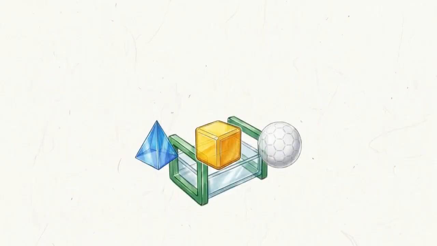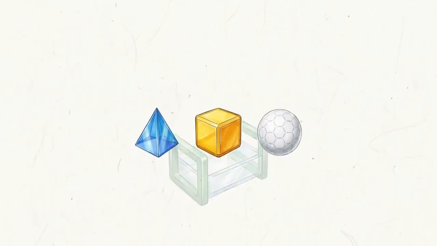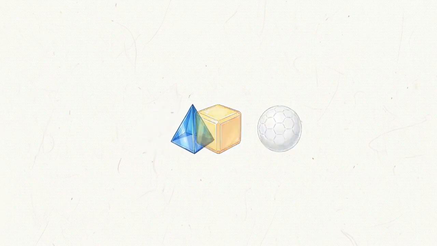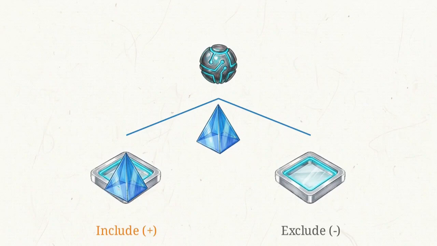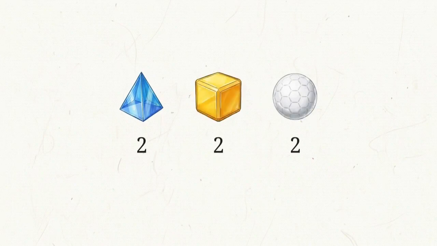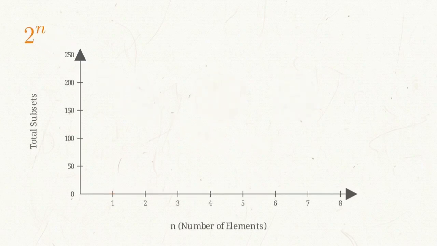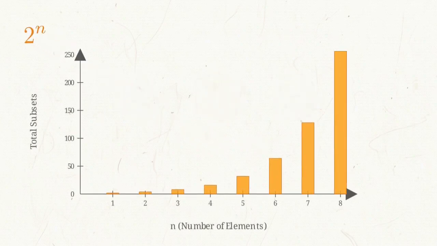The solution depends on looking at the individual items rather than the groupings. Every single element in an array faces exactly 2 distinct choices. It is either included in the subset or it is excluded. Because every element has 2 choices, a 3-item array gives us 2 times 2 times 2, or 8 subsets. For an array of size n, those 2 choices multiply out to 2 to the power of n total subsets.